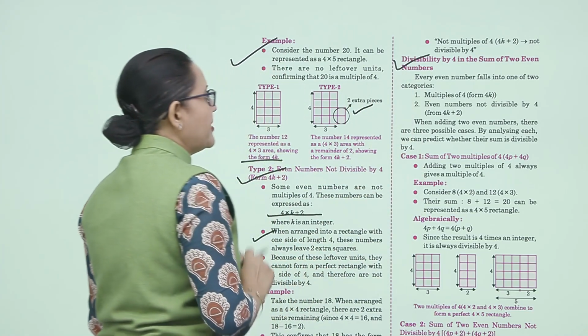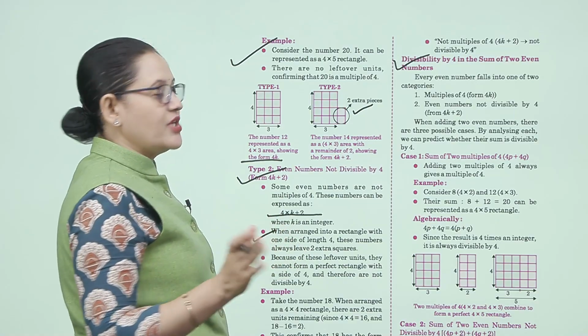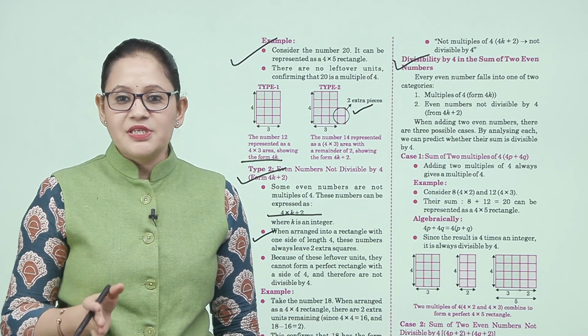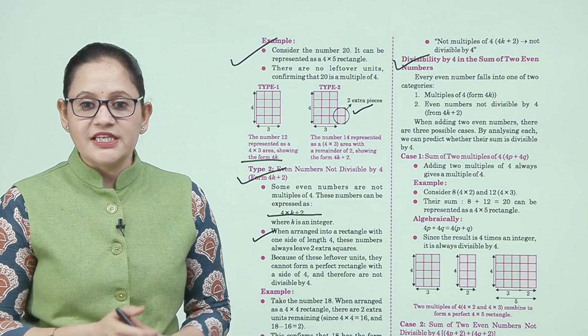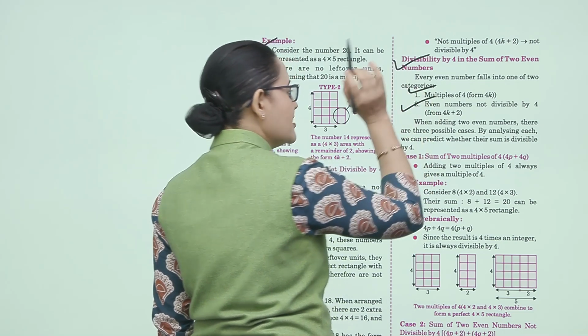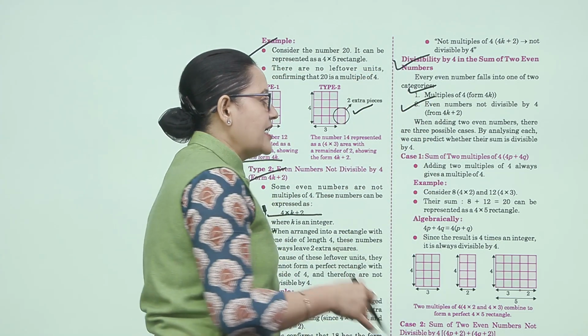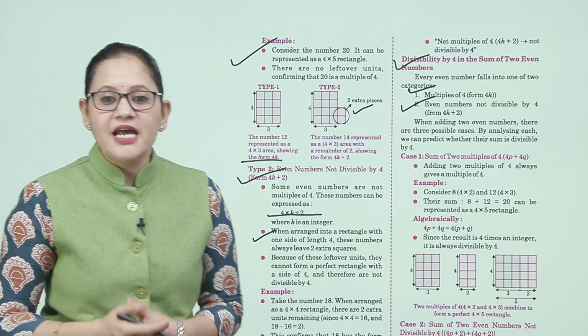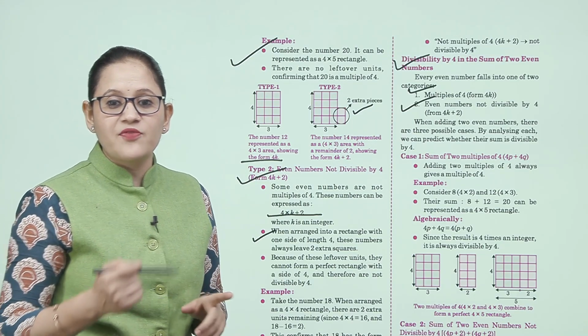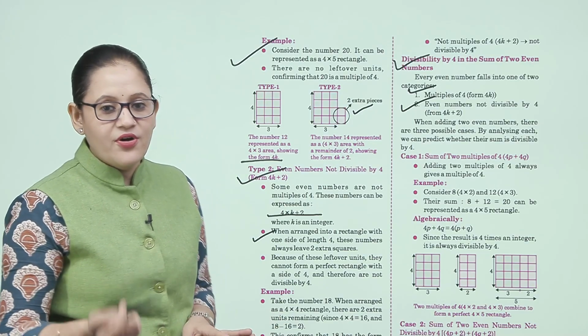Now, divisibility by 4 in the sum of 2 even numbers. Every even number falls into one of two categories: multiples of 4, or even numbers not divisible by 4. By adding 2 even numbers, there are 3 possible cases. By analyzing each, we can predict whether their sum is divisible by 4 or not.